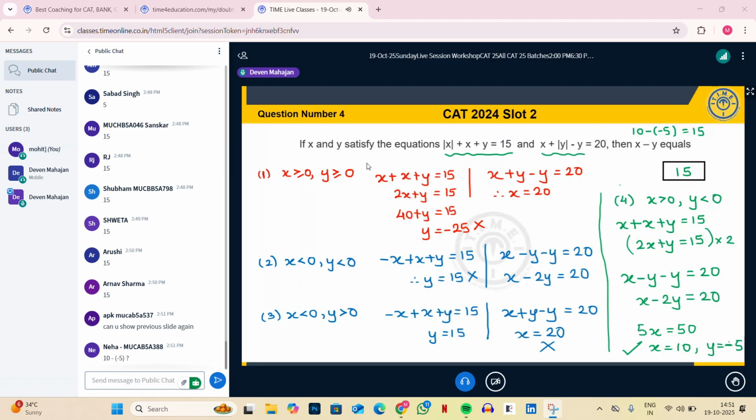करेक्ट नहीं, हाँ 10 माइनस माइनस 5 हो जाता है 15, राइट? What is your question? I did not understand. 10 minus minus 5, what you have typed is correct. It is equal to 15. Okay.